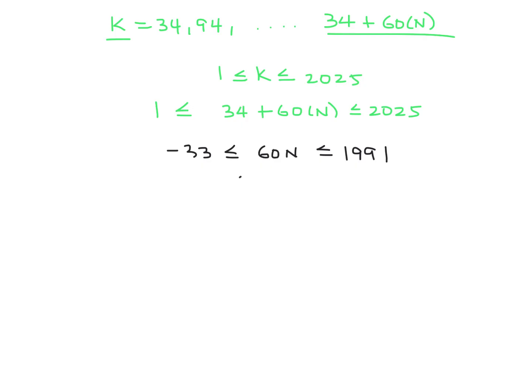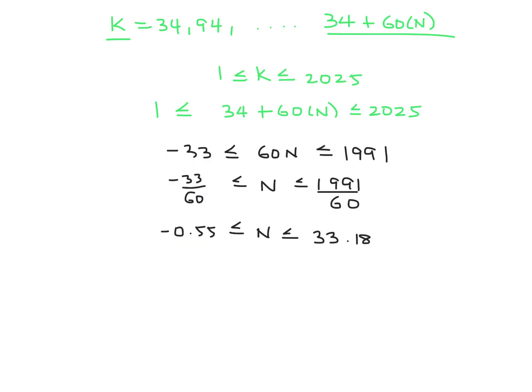And then divide through by 60. So minus 33 over 60, and then 1991 over 60. So this is going to be a very small number. Got minus 33 divided by 60 is minus 0.55. And then the other one, we got 1991 divided by 60, 33.183. So n is an integer. So n is going to be anything from 0, 1, 2, all the way to 33. And that is a total of 34 integers.